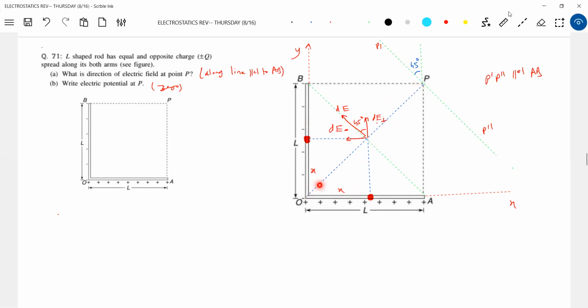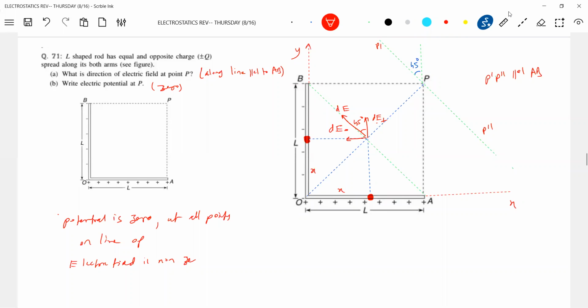And look at this line. Everywhere on this line OP, is the potential 0, or only at P it is 0? Everywhere. Everywhere on the line OP the potential is 0. Potential is zero at all points on line OP. Okay, got this one. What about electric field? Electric field is non-zero at all points.